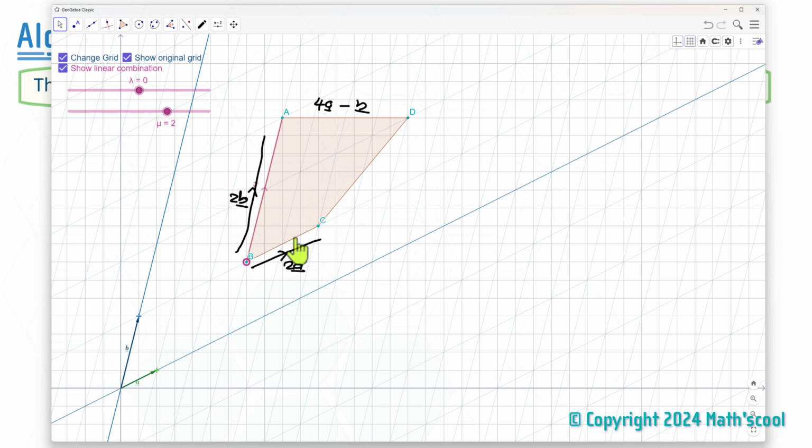And you can see it wasn't so obvious. These coordinates were not so obvious on the original grid. There was no obvious link between these two. And the links become a lot clearer using my changed grid.